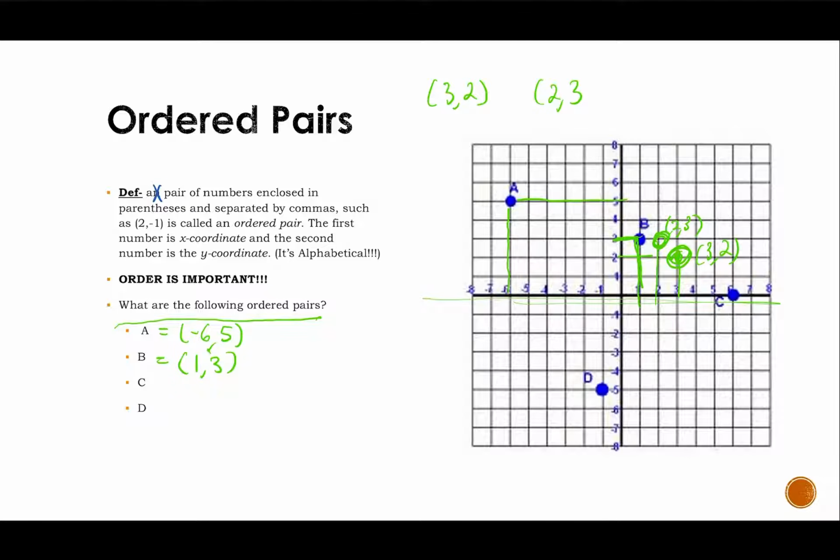For C, this is where x is 6, but my y is 0. And then for D, this is where x is -1 and y is -5.